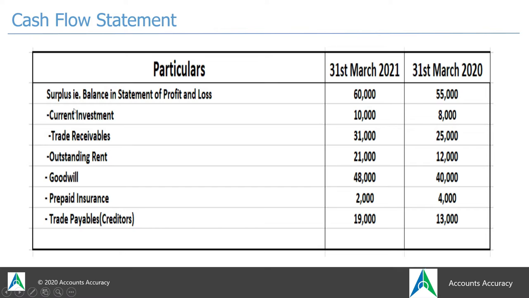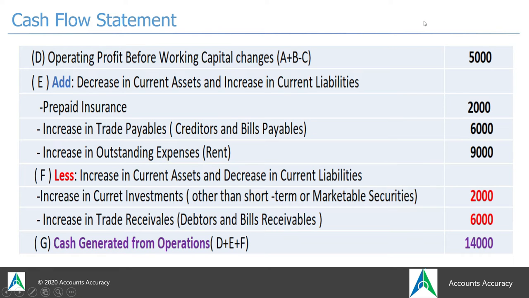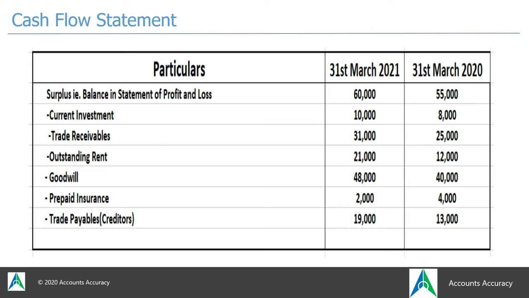Here you are provided with the surplus value of two different years. So the difference of the two years' surplus value, we need to find out. The difference between 60,000 and 55,000 is 5,000. In that value 5,000, we need to do the adjustment of working capital, that is decrease in current asset we will add. So let's find out what current assets are decreasing.